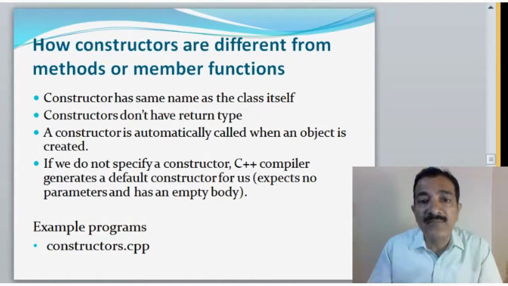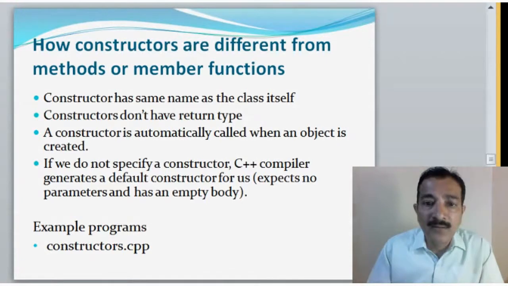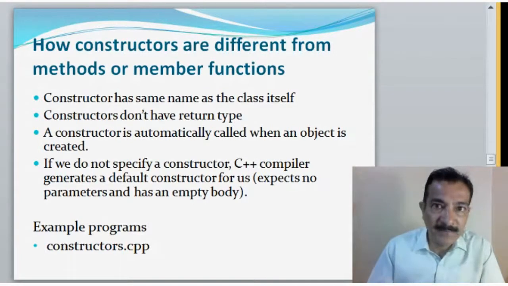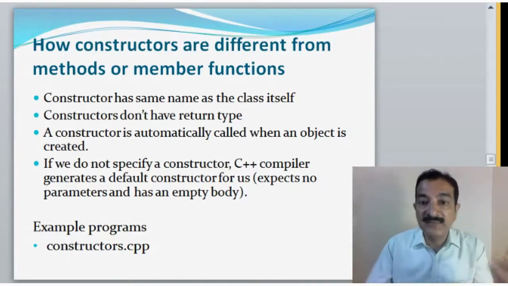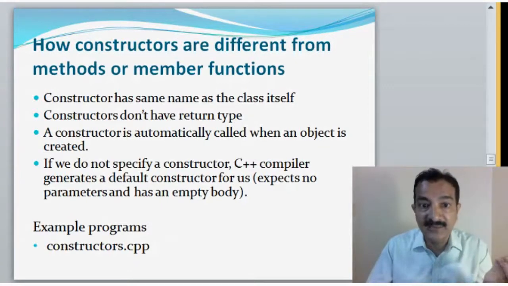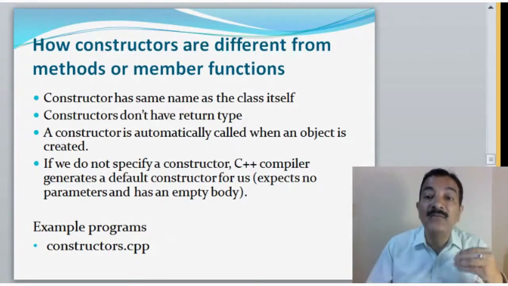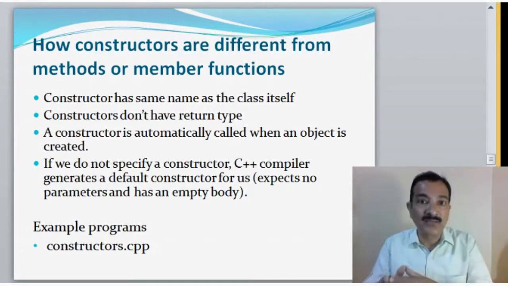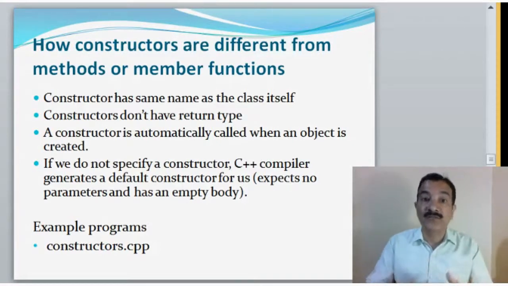So how are constructors different from methods or member functions? A constructor has the same name as the class itself. A constructor doesn't have a return type. A constructor is automatically called when an object is created. A function can have a return type. A constructor is automatically called, whereas a function you will have to call.